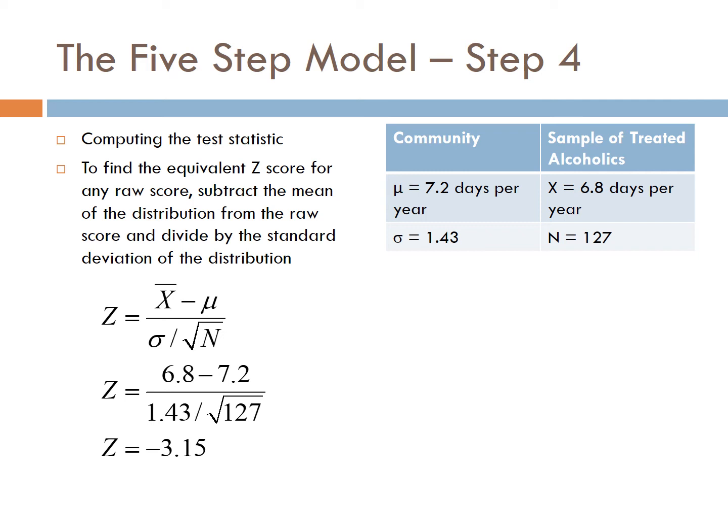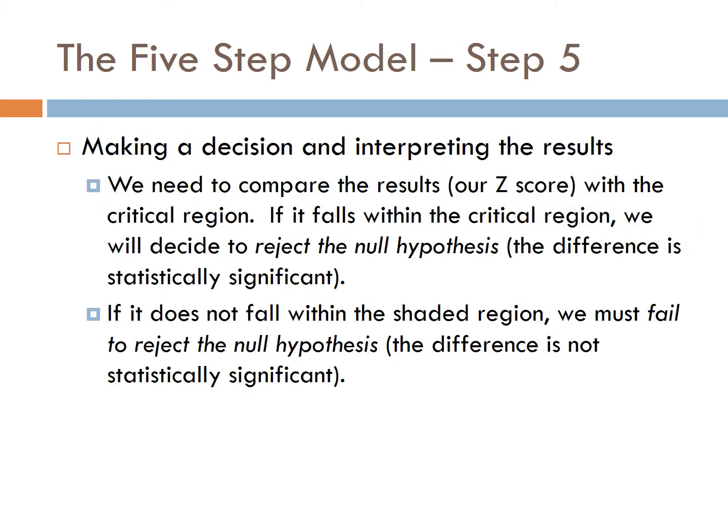So z equals the sample mean, that's the x with the line above it, minus mu, divided by the standard deviation divided by the square root of n. So 6.8 minus 7.2 divided by 1.43 divided by the square root of 127. That equals negative 3.15. And because you're super smart, you already know that this is statistically significant because it is way beyond negative 1.96.